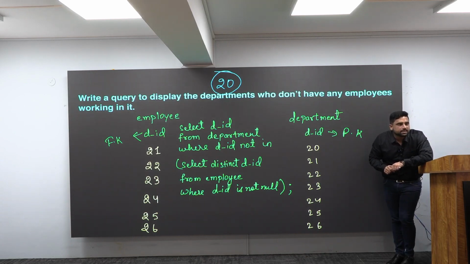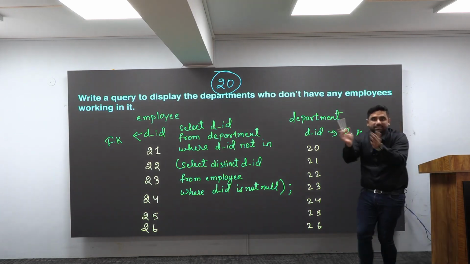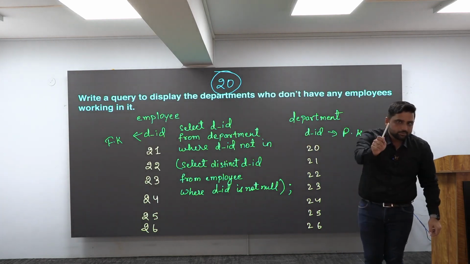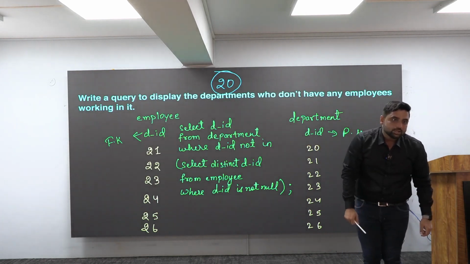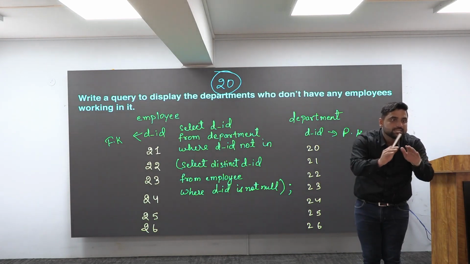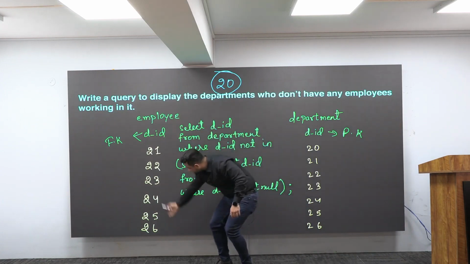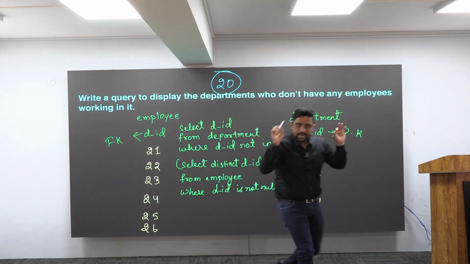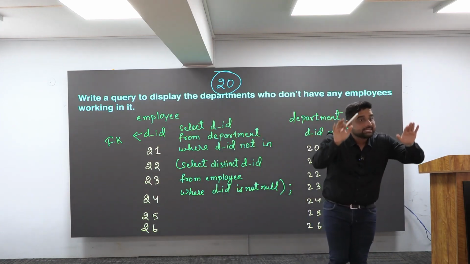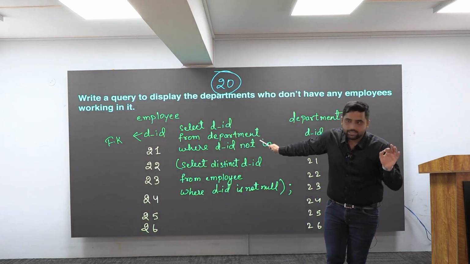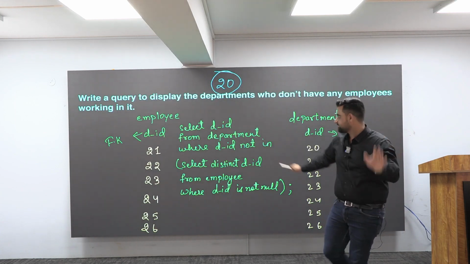What information will you get? You will get the matching values if you put the in operator. But if you put the not in operator, what will you get? Non-matching values. Over here, 20 is not matching with any of the rows. Understood? That is what we wanted, and that is why I have put the not in operator here. Understood what the query can be, everyone? Great.